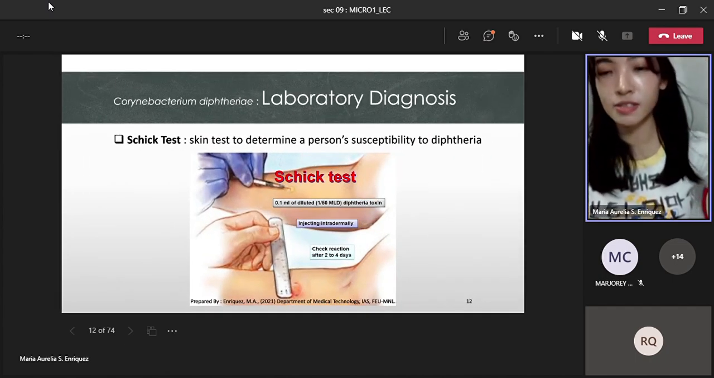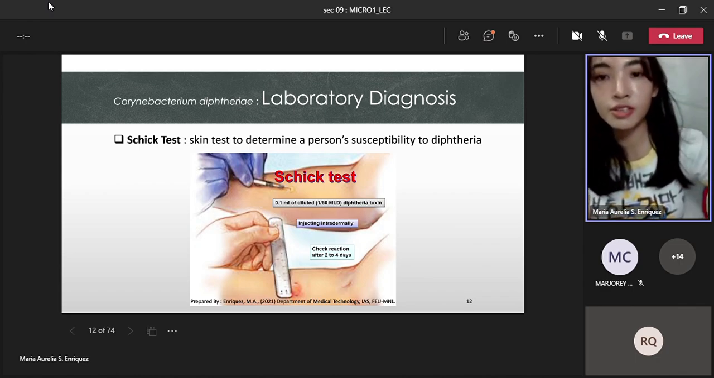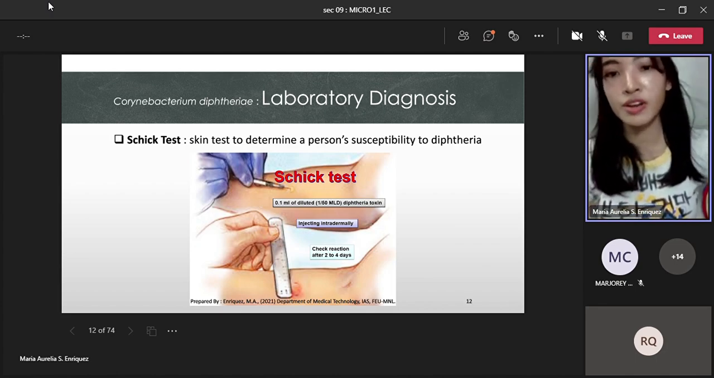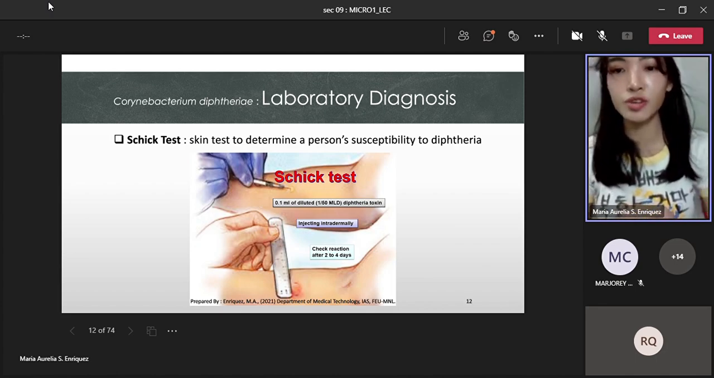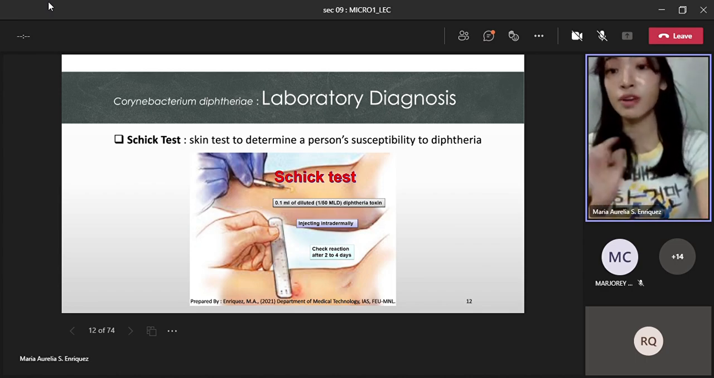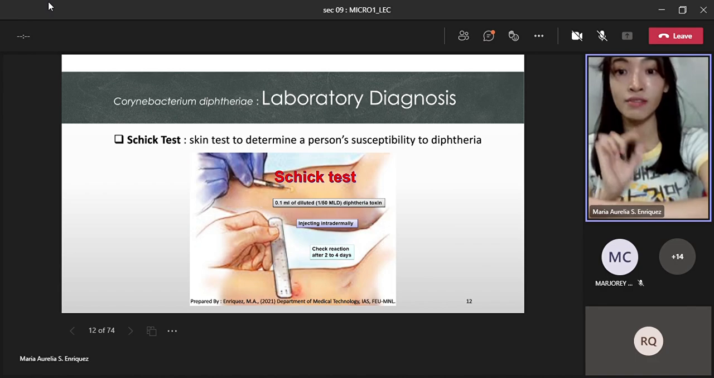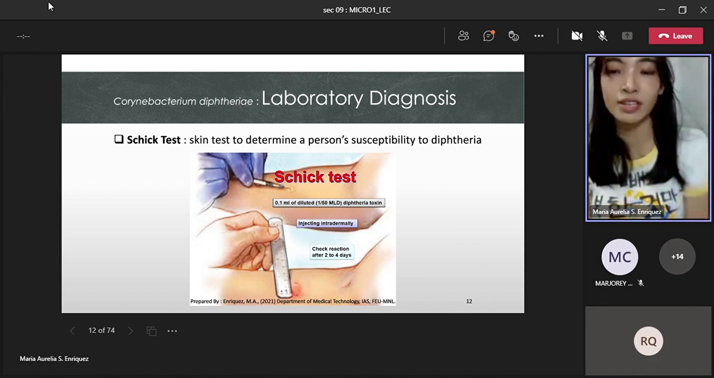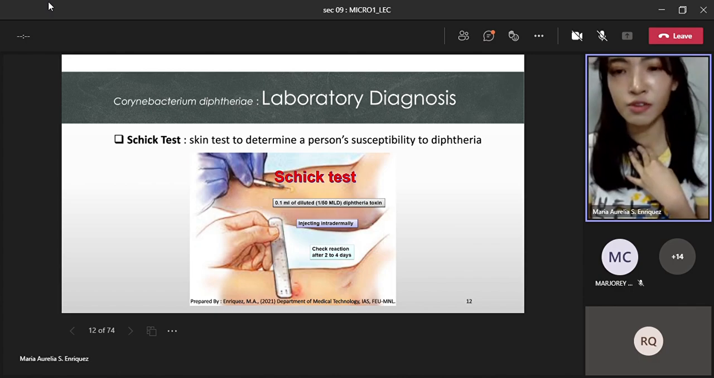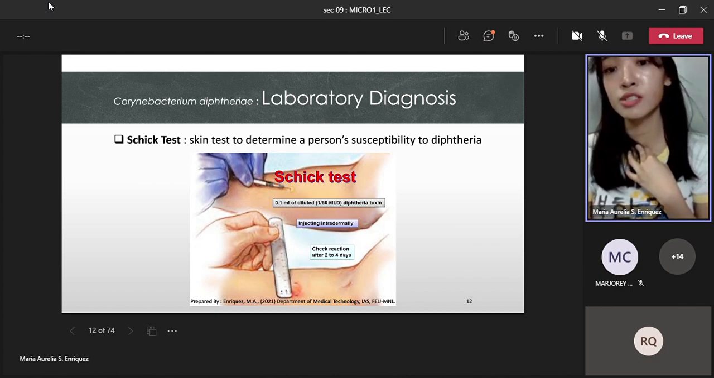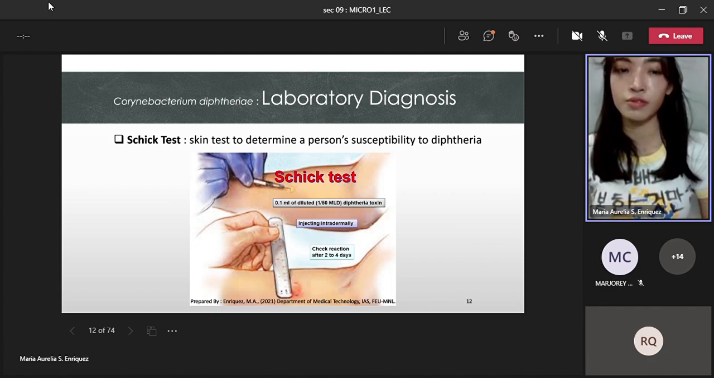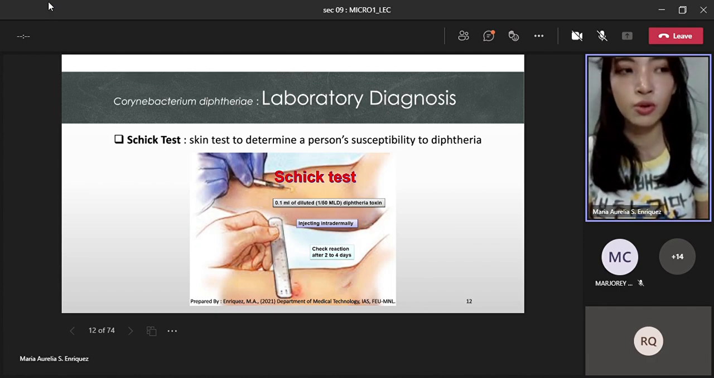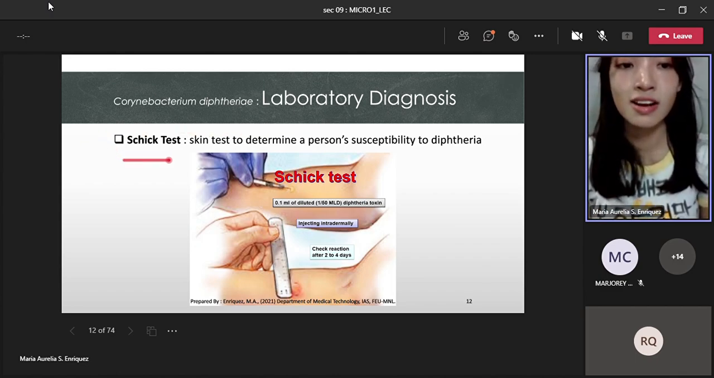Next is the Schick test. So the Schick test is a skin test used to determine the susceptibility of an individual to diphtheria. So this procedure involves the intradermal introduction of a small amount of diphtheria toxin into the arm of the individual who is suspected of having diphtheria. Okay, so a positive result is indicated by redness and swelling on the site of injection. So parang parehas sila ng konsepto nung skin test for tuberculosis. Ayan. So again, this is Schick test for Corynebacterium diphtheriae.